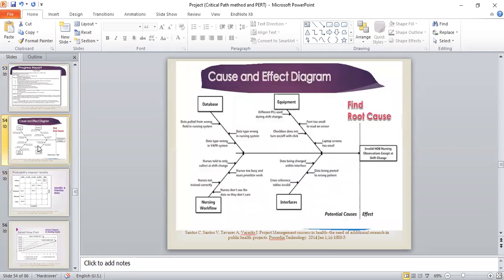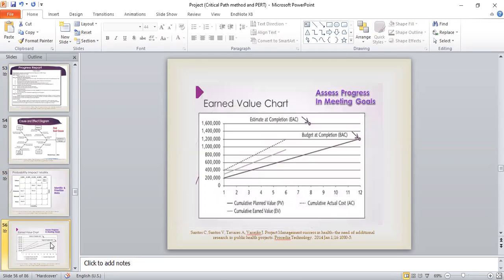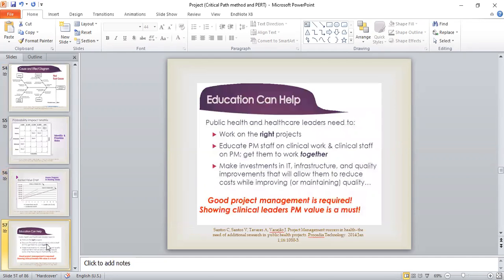There can also be a cause and effect diagram, and a probability impact matrix, which can identify and prioritize risk. There is also an earned value chart, which can assess progress in meeting goals and estimate the budget at completion. Therefore, education can help public health and healthcare managers to work on the right budgets, and educate project managers, staff and clinical staff to work together on investment, IT infrastructure and quality improvement.